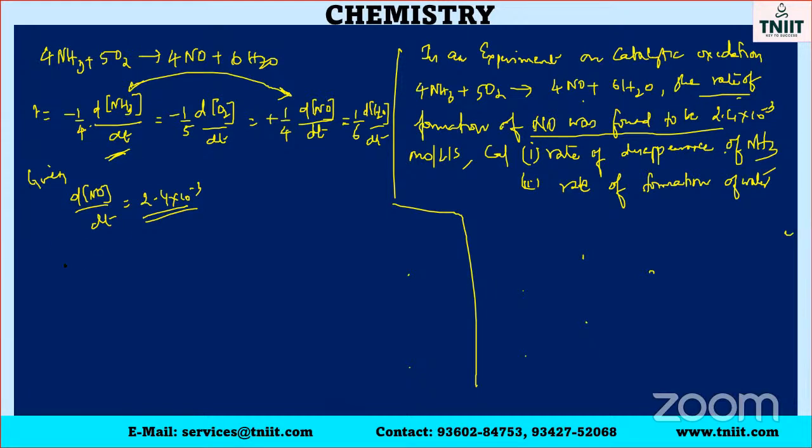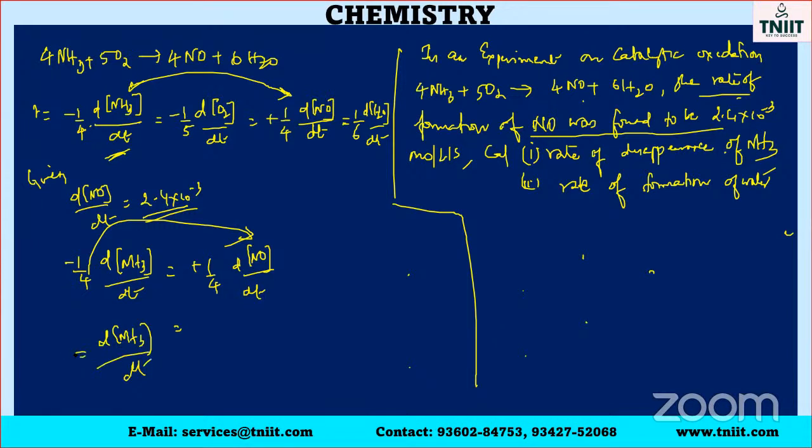When you equate these two equations, we can write minus 1 by 4 change in concentration of ammonia with respect to time will be equal to plus 1 by 4 change in concentration of NO with respect to time. So if we take this 4 to the right side, rearranging the term, this 4 and this 4 will get cancelled. So minus change in concentration of ammonia with respect to time will be equal to change in concentration of NO with respect to time.